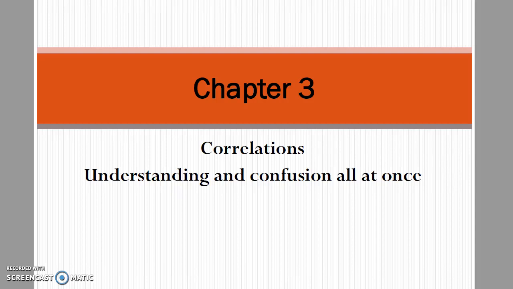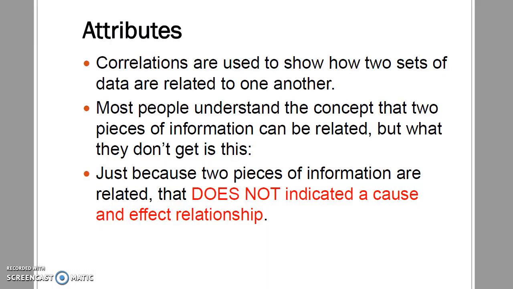Welcome everyone, and today we are going to be talking about bivariate correlations, understanding and confusion all at once, right? So this is chapter 3 of your book. By bivariate, we mean we are looking at two data sets simultaneously, two variables simultaneously. So what is correlation? Correlation shows how two sets are related to each other.